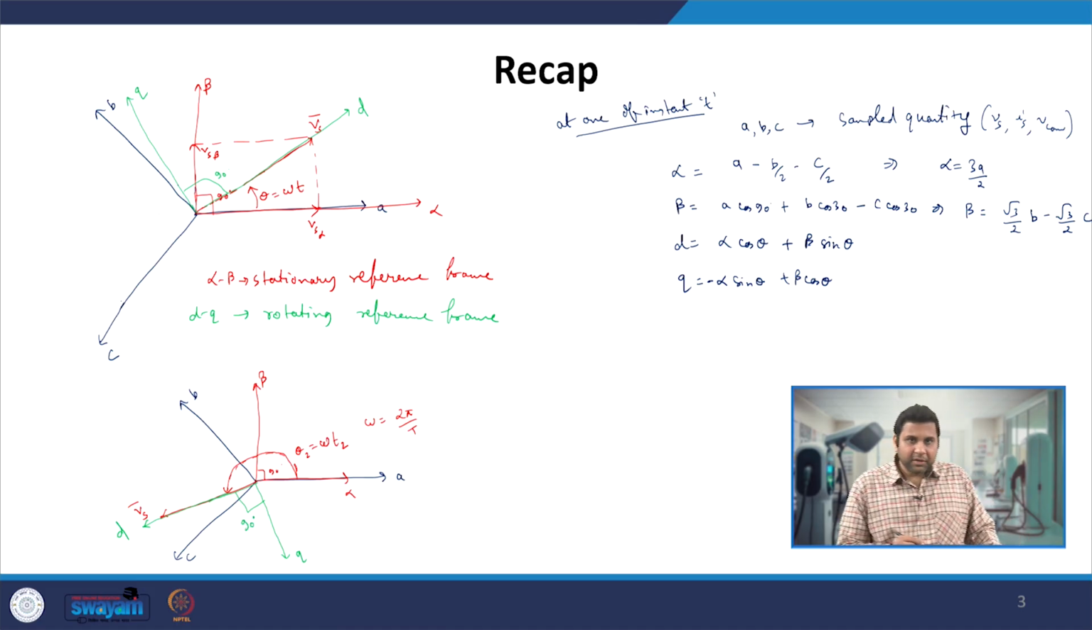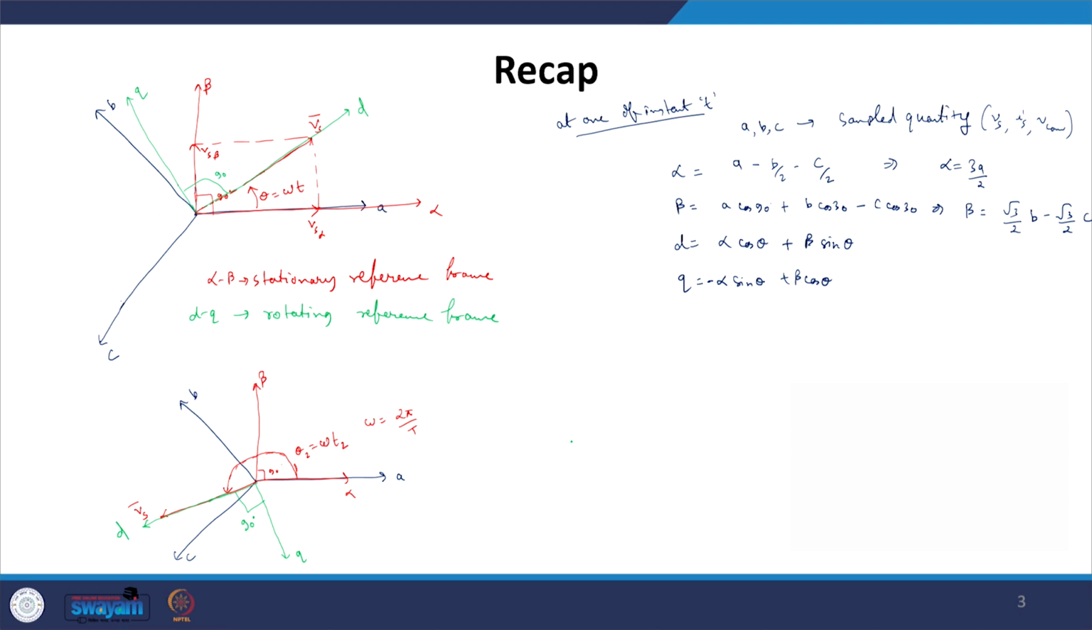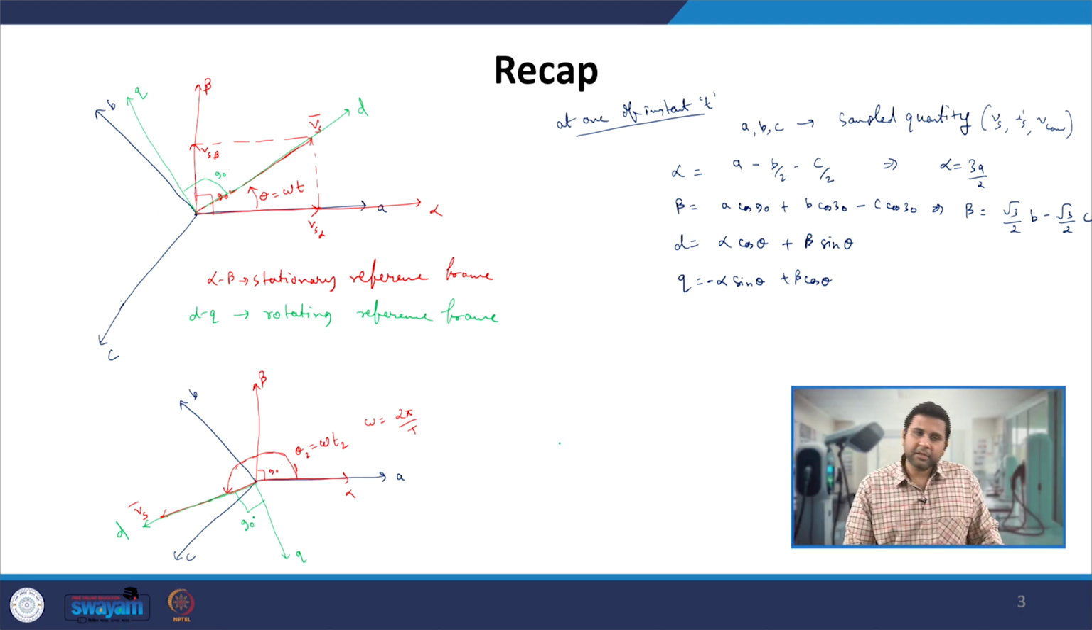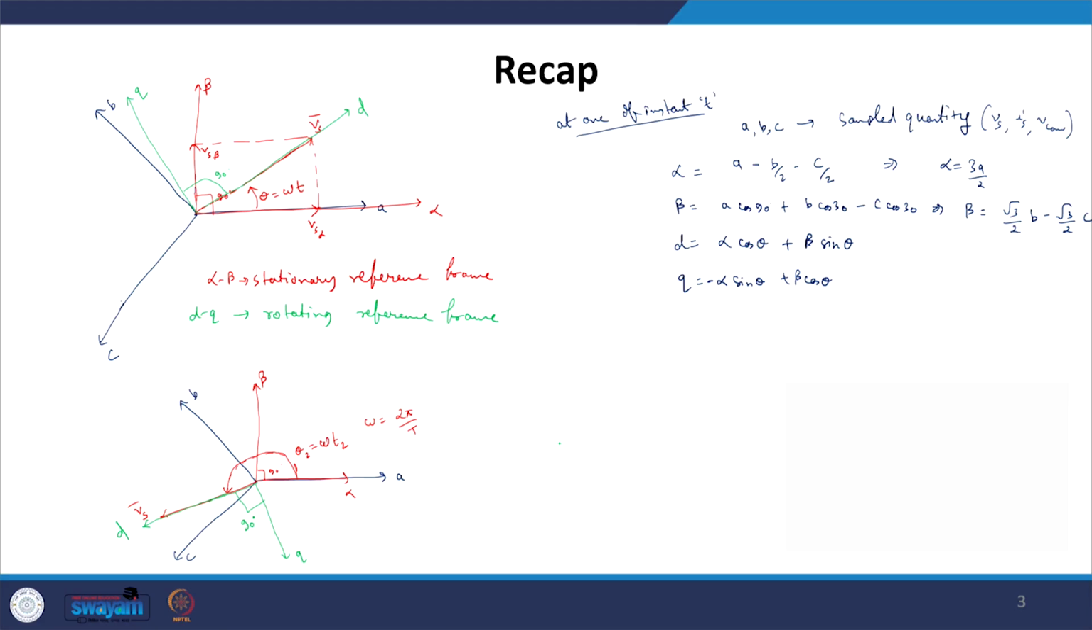So this is how, over the entire line cycle, these dq axes, which are 90 degrees separated from each other, will be rotating in space, going from 0 degrees and coming back to 360 degrees. This is why it is called the rotating reference frame, sometimes also called a synchronous rotating frame, because they are rotating at the same speed as the voltages are varying over the line cycle.